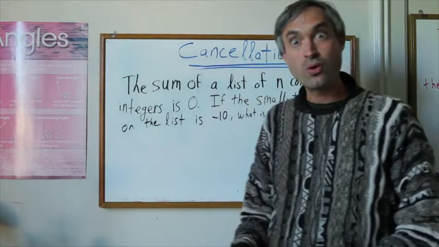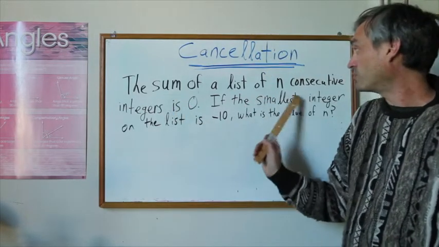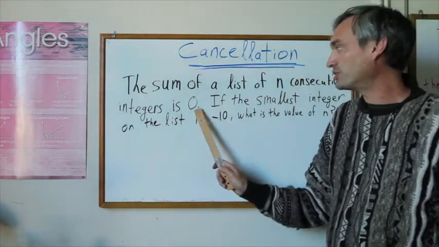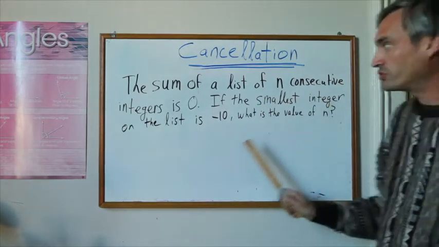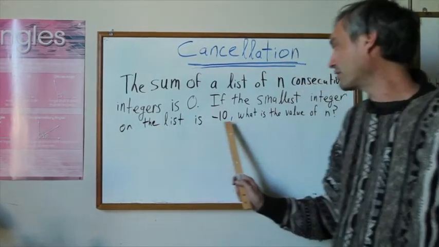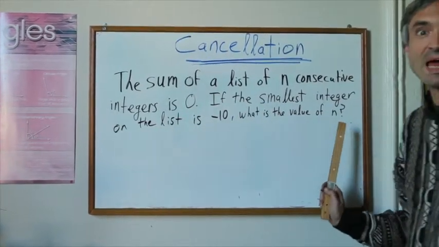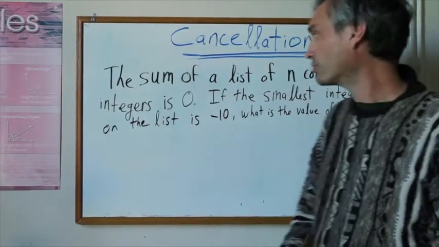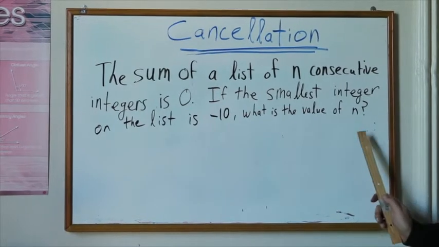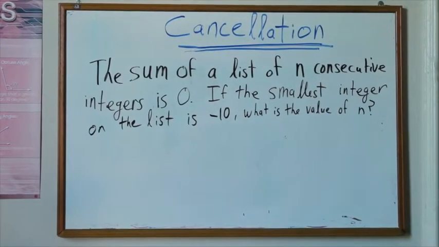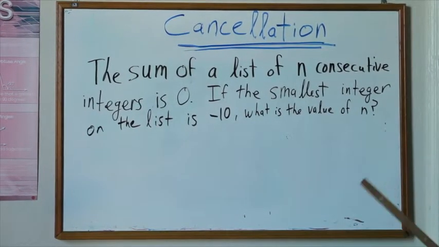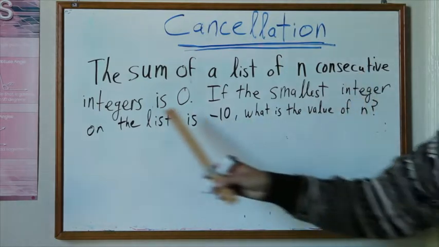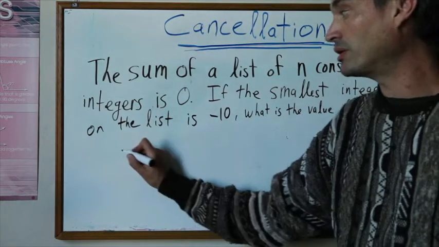Let's take a look at one more. The sum of a list of n consecutive integers is 0. If the smallest integer on the list is -10, what is the value of n? The key here is to first understand what they're asking you. Basically, they want to know how many numbers are on the list, and you're adding up not just any numbers, but consecutive integers, meaning they're in a row.